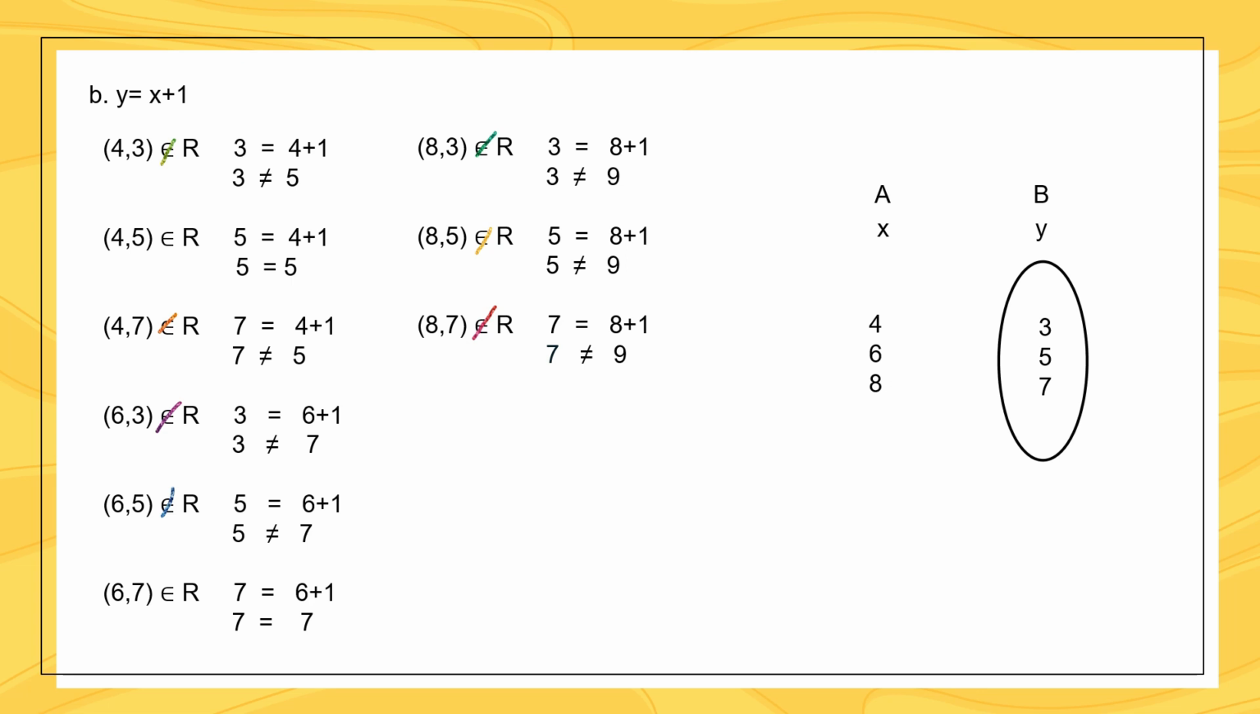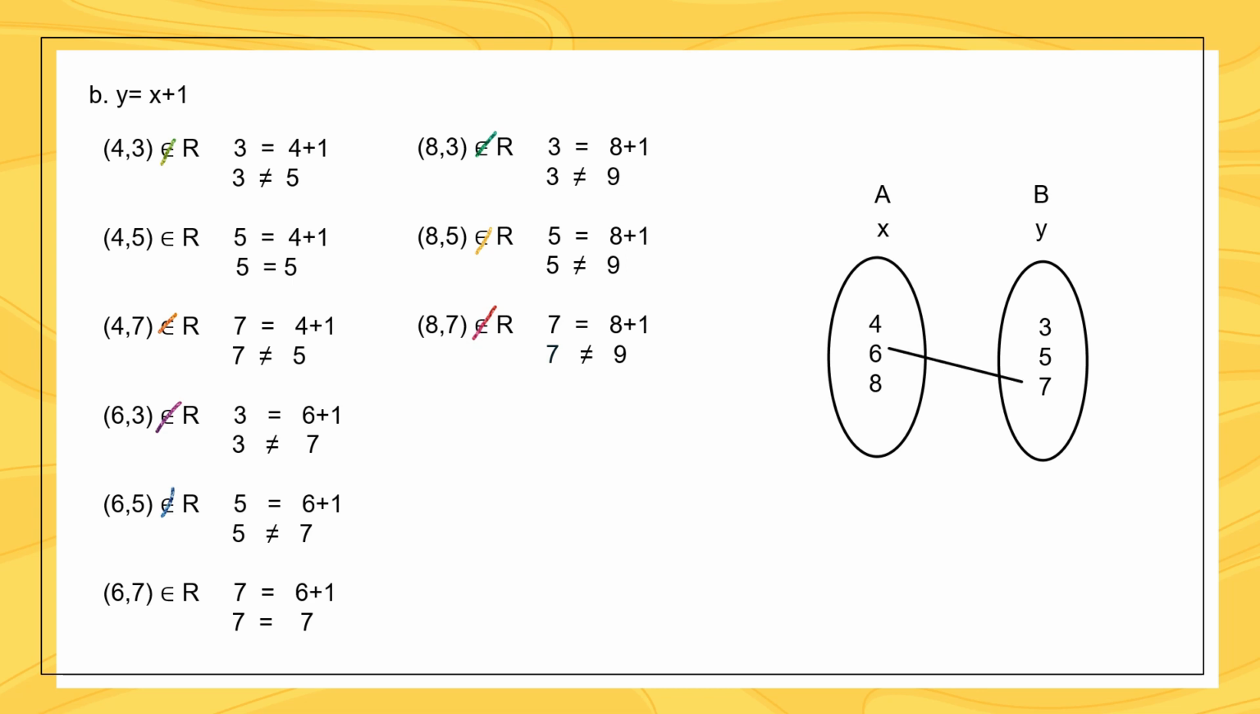(8, 3) is not an element of S because 3 is equal to 8 plus 1, and 8 plus 1 is equal to 9. So 3 is not equal to 9. Next, (8, 5) is not an element of S because 5 is equal to 8 plus 1, and 8 plus 1 is equal to 9. So 5 is not equal to 9. (8, 7) is not an element of S because 7 is equal to 8 plus 1, and 8 plus 1 is equal to 9. So 7 is not equal to 9.